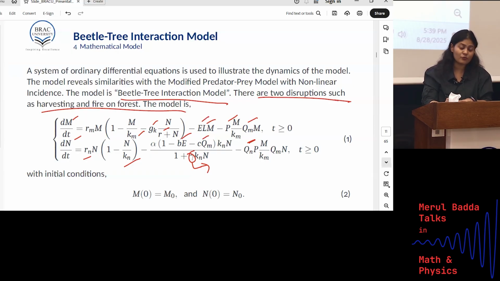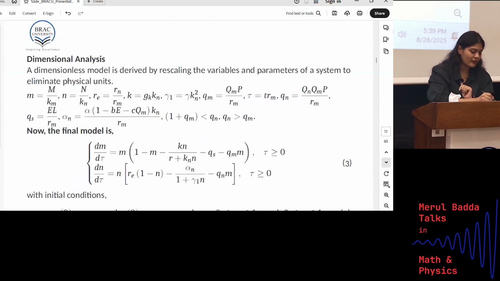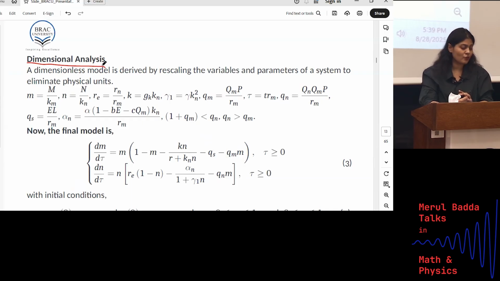And this is some description which I told in the previous section. So in our model there are too many variables and parameters, so we want to do some dimensional analysis. Dimensional analysis means we have to rescale the variables and parameters by a system to estimate the physical units. So why do we do dimensional analysis?